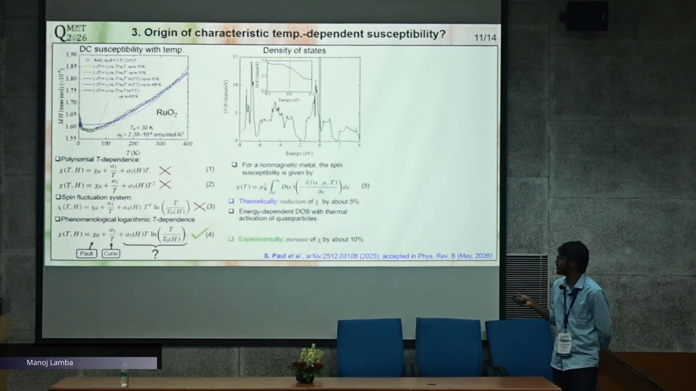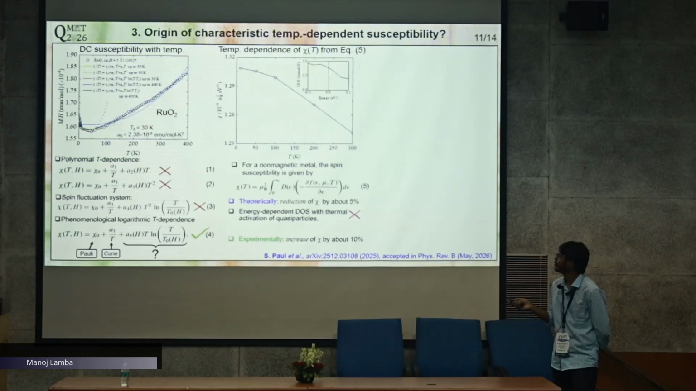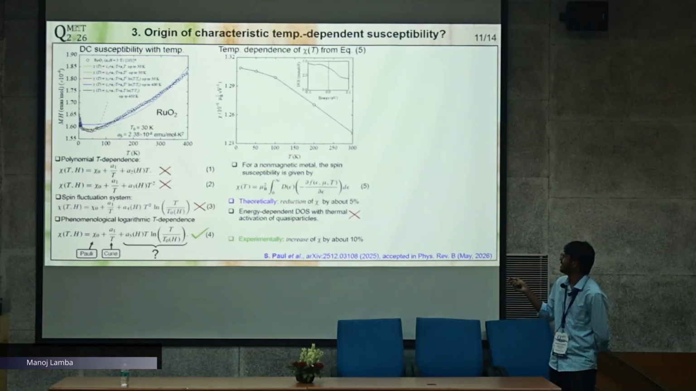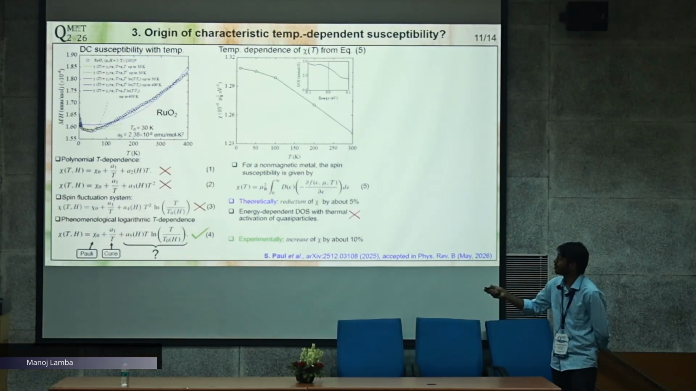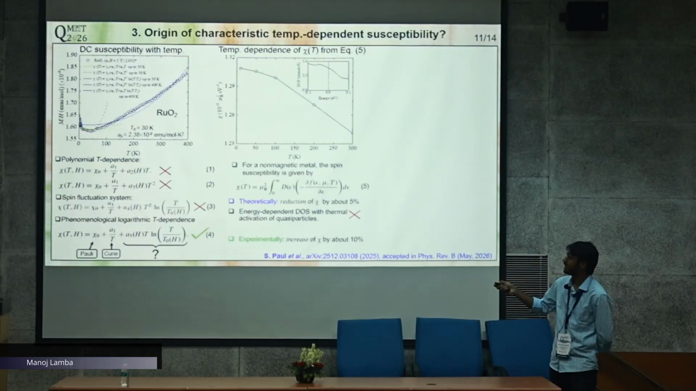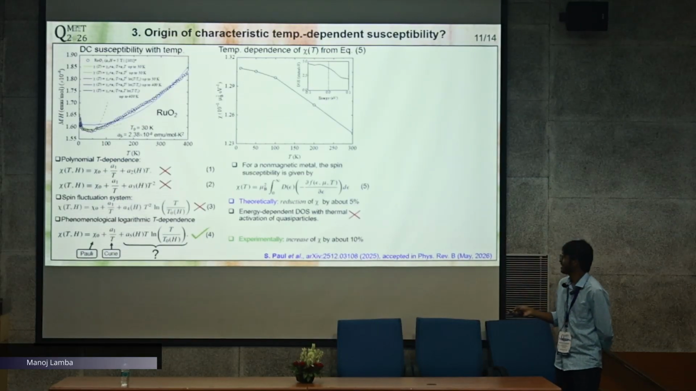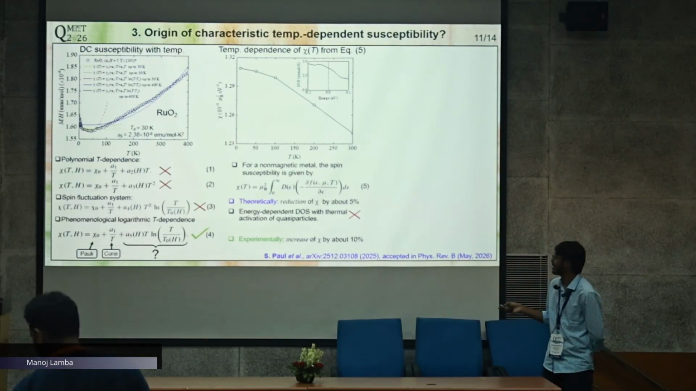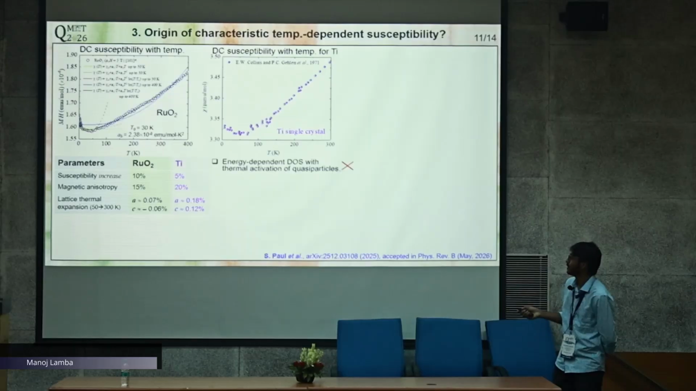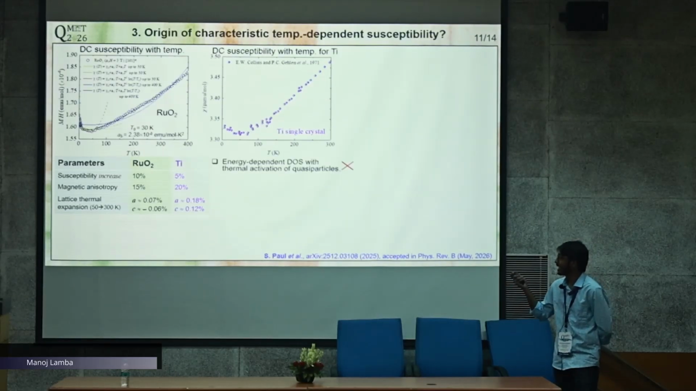Now if we try to calculate the spin susceptibility for a non-magnetic metal using this equation 5, which tells the average over density of state, what we obtain is that the susceptibility decreases with increasing temperature, but experimentally we observe that the susceptibility increases with increasing temperature. So this contradicts the experimental result. So we go with another mechanism.